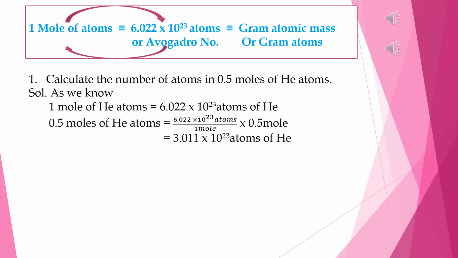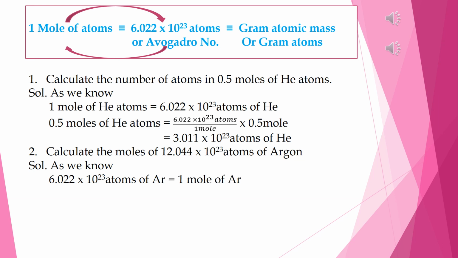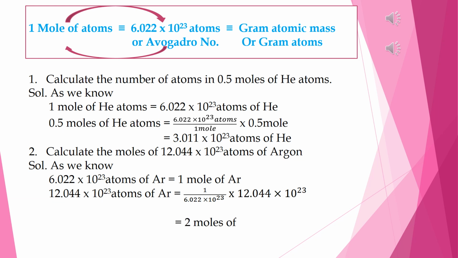So let's see another numerical, which is the reverse of above relationship. Calculate the moles of 12.044 into 10 raised to power 23 atoms of argon. So as we know, Avogadro number of atoms of argon is equal to 1 mole of argon. That means 6.022 into 10 raised to power 23 atoms of argon is equal to 1 mole of argon. So 12.044 into 10 raised to power 23 atoms of argon is equivalent to how many moles? 1 divided by 6.022 into 10 raised to power 23 multiplied by 12.044 into 10 raised to power 23. That comes out to be 2 moles of argon.